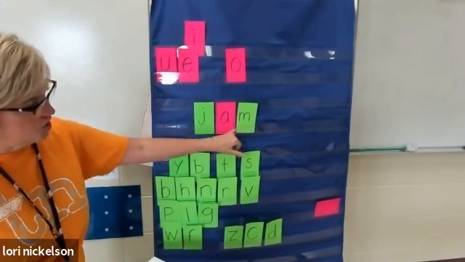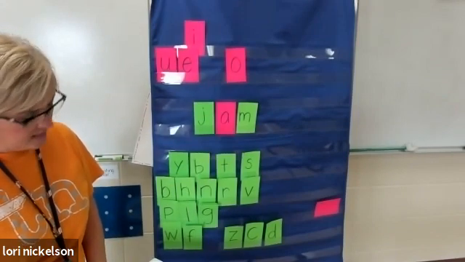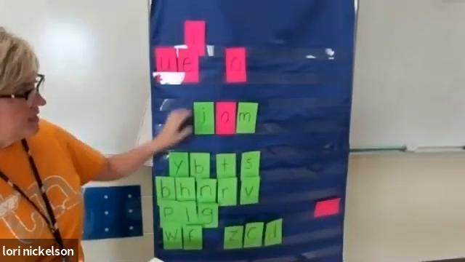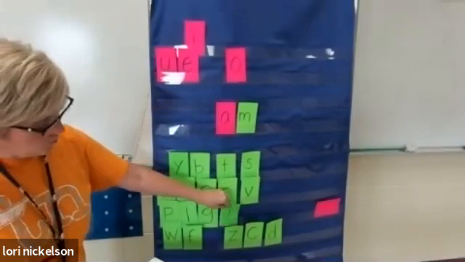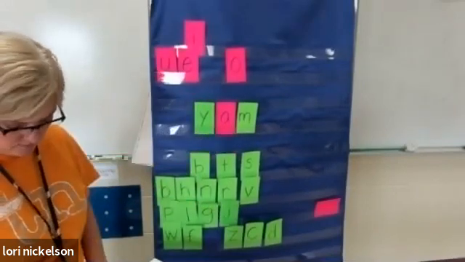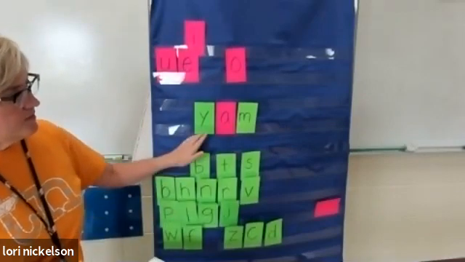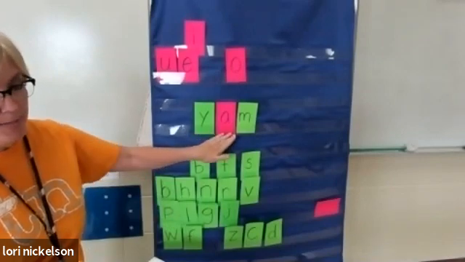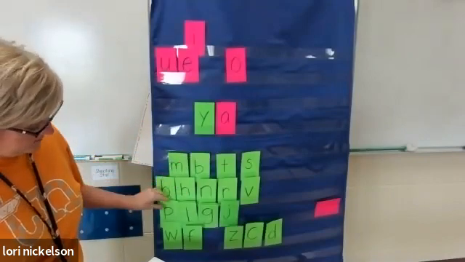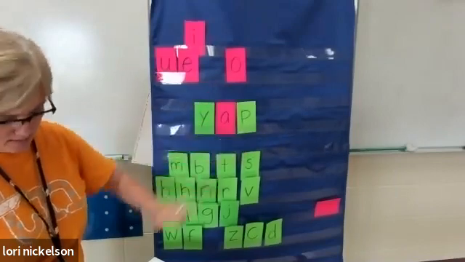Now we have jam. Good. From jam, let's make yam. Yeah. What letter? The beginning, we'll replace the J with the Y, and now we have yam. Good. Let's make the word yap. Yap. We have yam. How would I make the word yap? Replace the M with a P. Good. Now I have yap. Good.